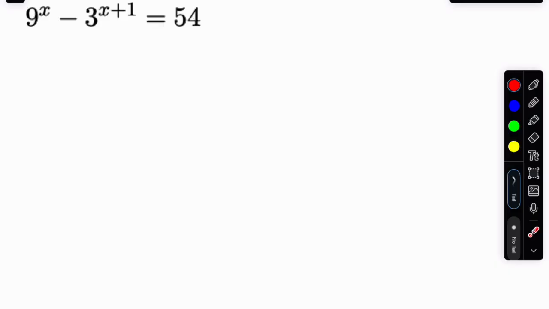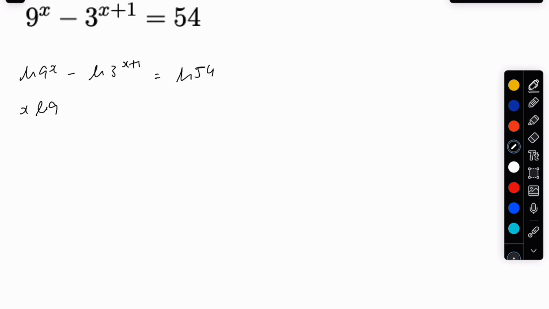Alright guys, now in a situation like this, it's a little bit more tricky to apply ln, taking the ln of both sides, because you've got 9 to the x minus 3 to the x plus 1 is equal to 54. So you get x ln 9 minus (x plus 1) ln 3 is equal to ln 54. And it's just a bit of a hassle multiplying things out, and then you can lead to some difficulty.